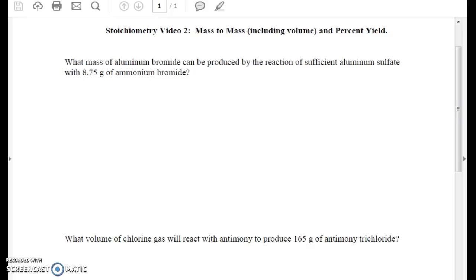All right, we can start getting formulas for these things. So we have aluminum bromide. Aluminum has a +3 oxidation number. Bromide is bromine with a -1 charge. Now it says can be produced, so that's going to be on the product side. This will be one of the products. Now by the reaction of sufficient aluminum sulfate, aluminum's +3, sulfate is SO4 with a -2, and ammonium bromide is NH4 with a +1 bonded to bromine, that's a -1.